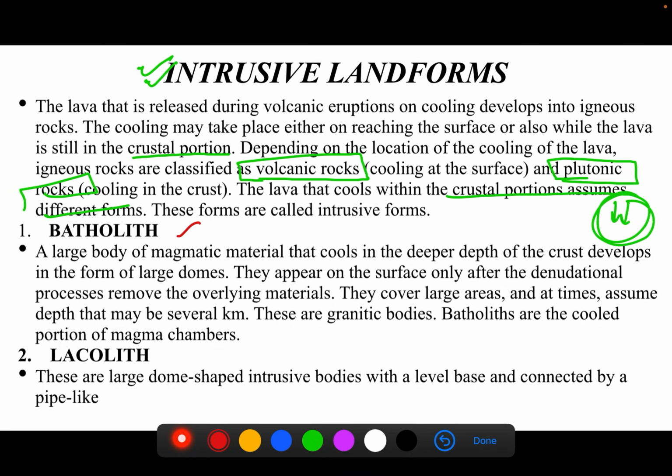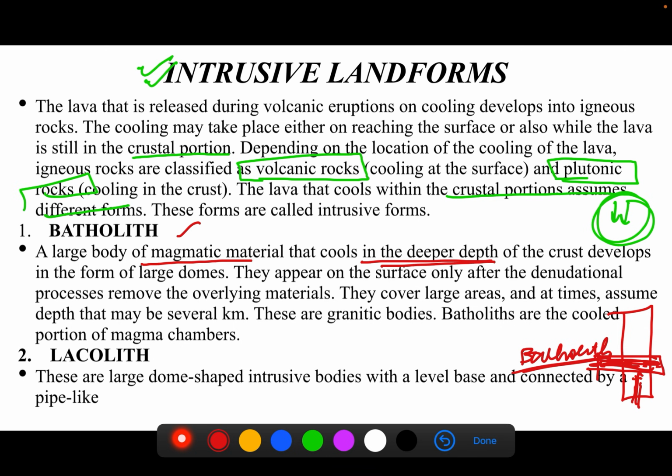Right, so a large body of magmatic material that cools in the deeper layer of the crust develops in the form of large domes. What are these large domes? It's a big body of magma that is cooling deep inside the earth. Like this is crust, and magma is coming out. There a big batholith-like structure is solidified in the form of magma. This is called batholith.